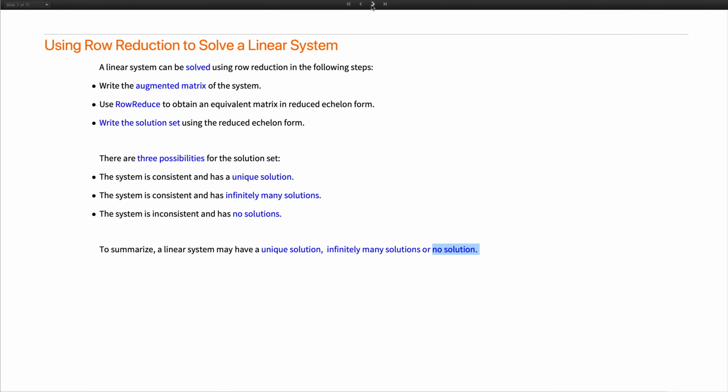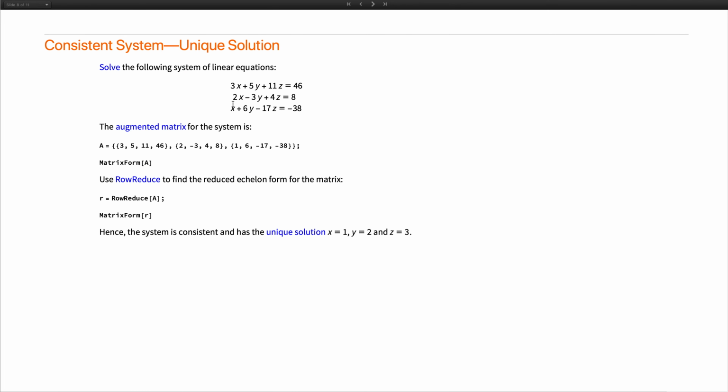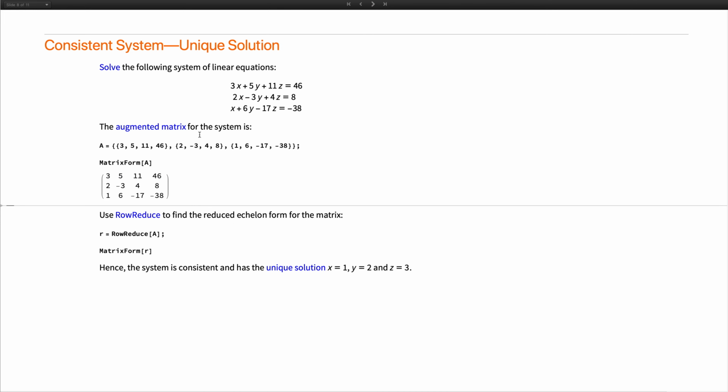So one example of each. Here is a system of equations, a linear system, 3 equations, 3 unknowns, x, y, and z. So you first of all set up the augmented matrix for the system, make sure it looks right. So you have 3, 5, 11, 46 in the first row, that looks correct. 2, negative 3, 4, 8, second row, and 1, 6, negative 7, negative 38 in the third row. All that looks just right. Okay, then you apply RowReduce to it.